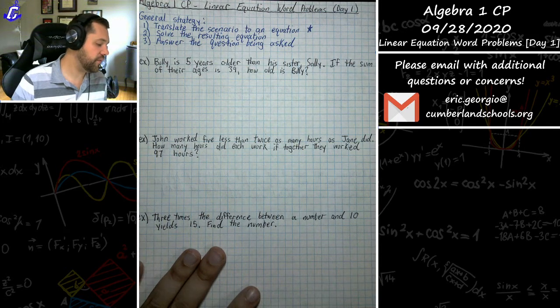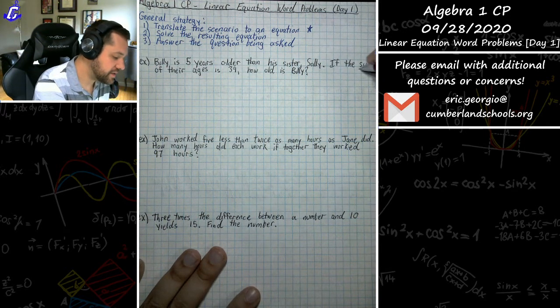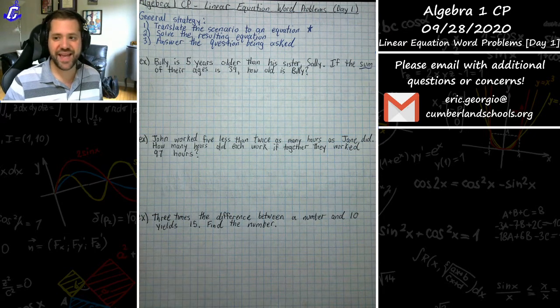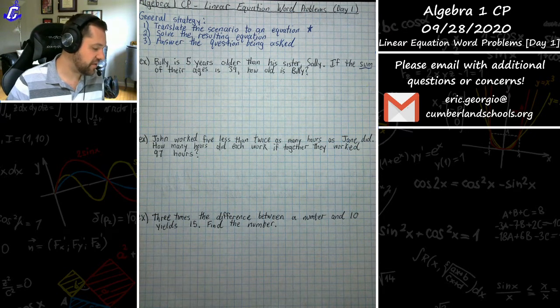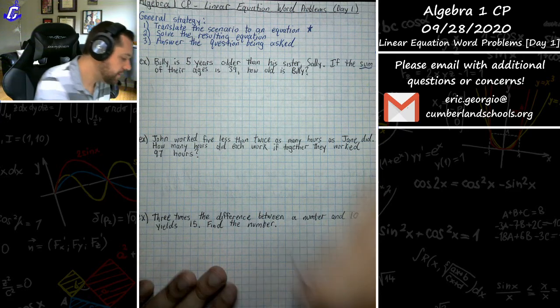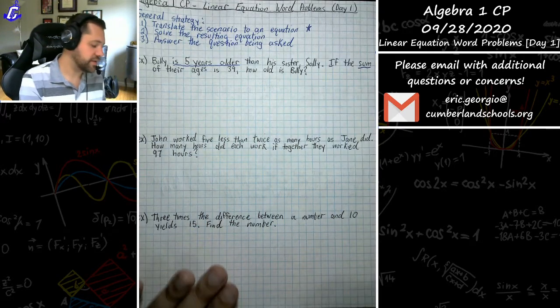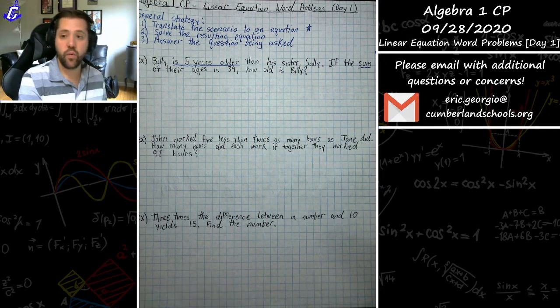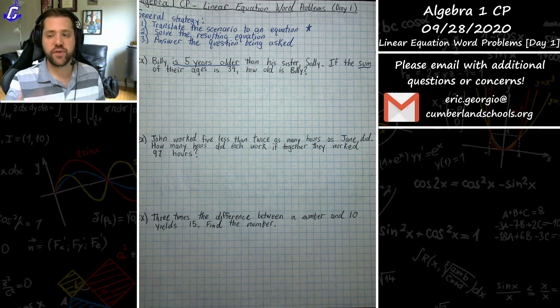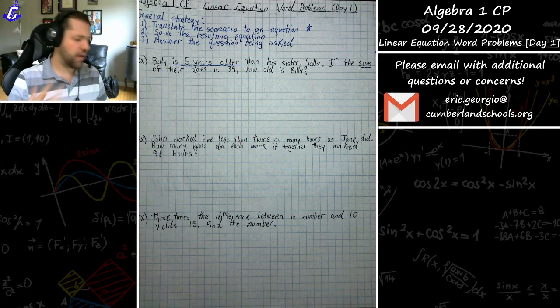So I see a couple keywords right away. I see sum means that we're definitely going to be adding Billy's age and Sally's age together to find this total of 39. I also see that Billy is 5 years older than his sister Sally. So if Billy's 5 years older than his sister Sally, I would ask, how old is Sally? Well, we don't know, right?